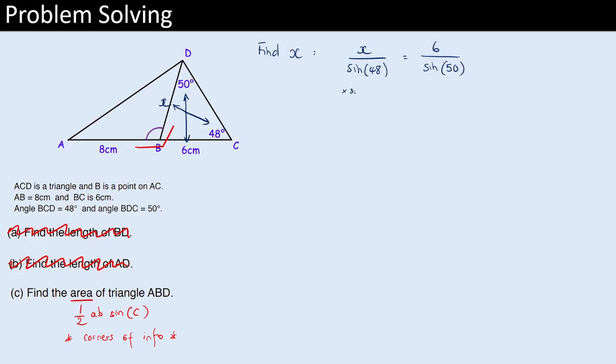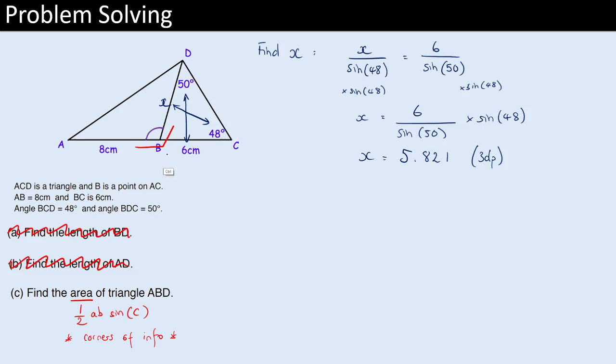Okay, we know what to do with this. We times by the denominator to get rid of the fraction. So x would be equal to 6 over sine 50 times sine 48. Happy days. Type that into our calculator: 6 divided by sine 50 times sine 48 equals 5.821 to 3 decimal places. Happy days. We've worked out what x is.